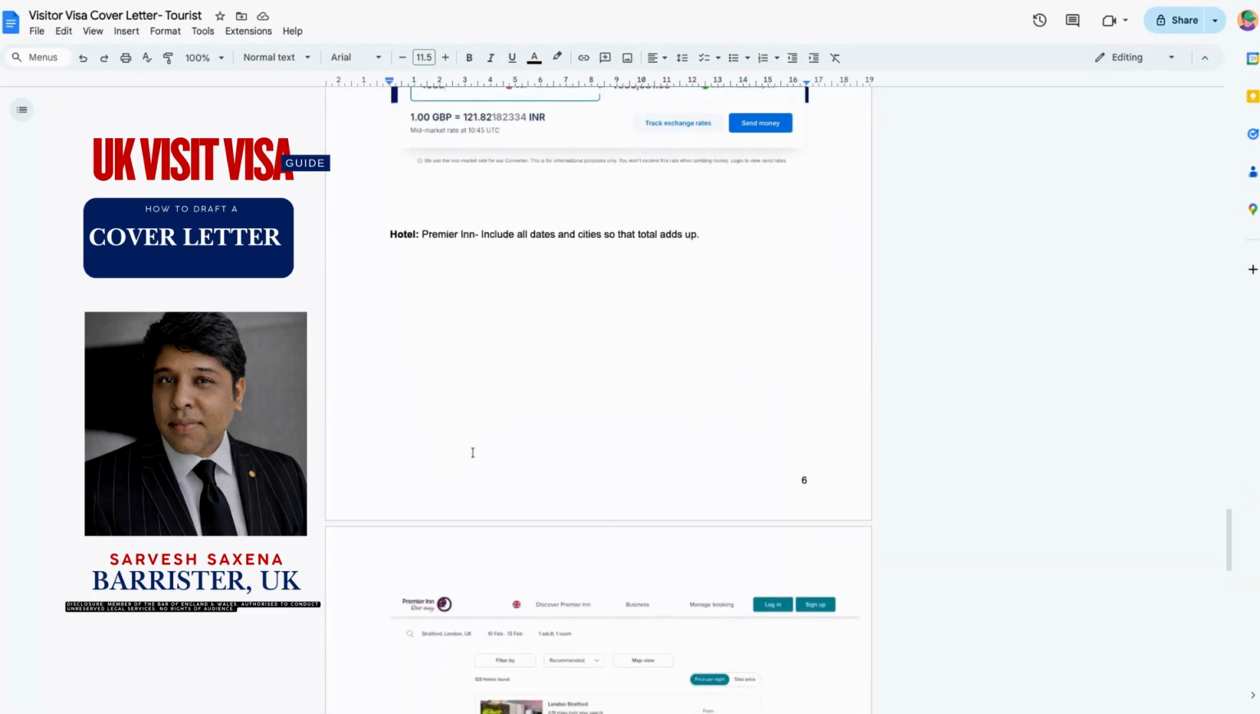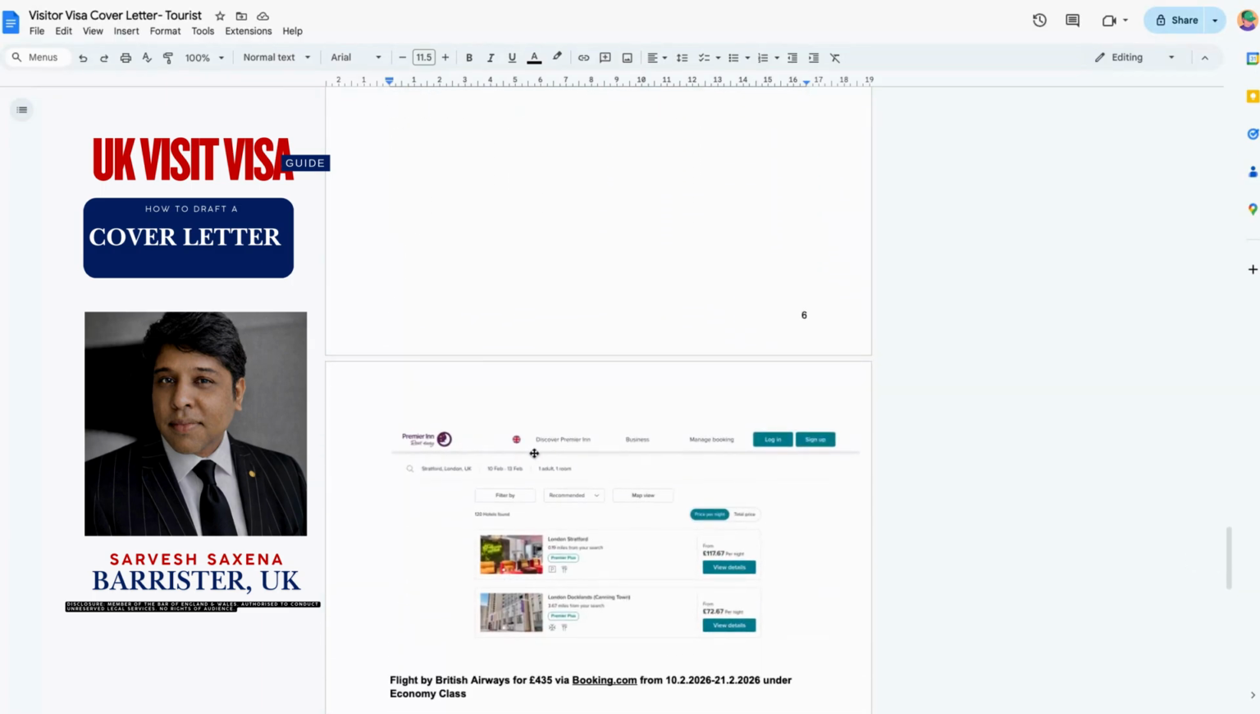Then I also said that you're going to be staying in Premier Inn. So the dates, whichever dates, the address of the hotel, you can see that you went to the website. This is the cost per night. Please make sure that whatever the estimate is coming here on the screen is actually written there, and that adds up to, and that is within the budget that you've said.